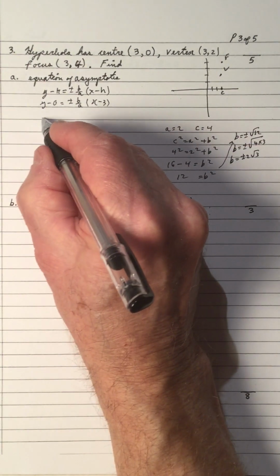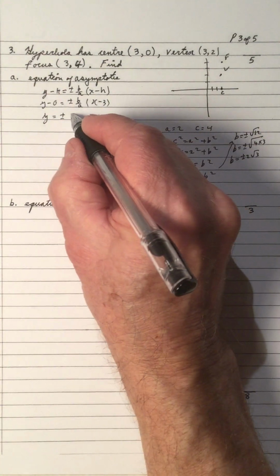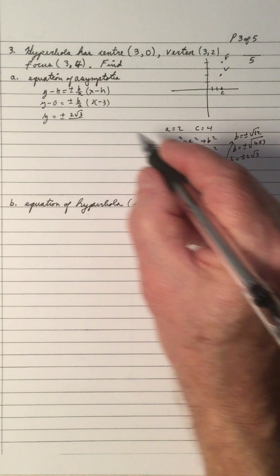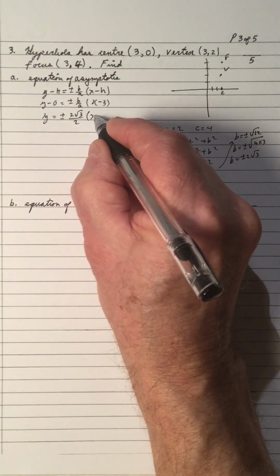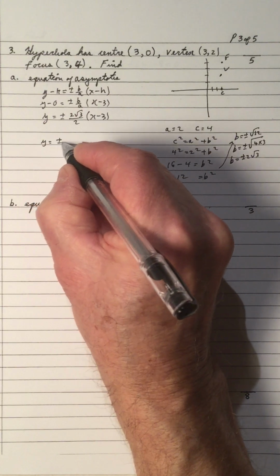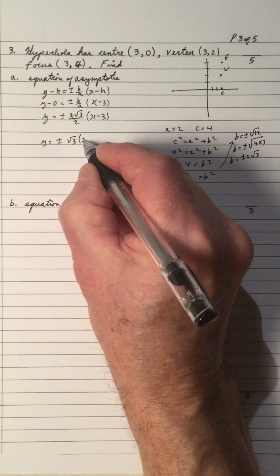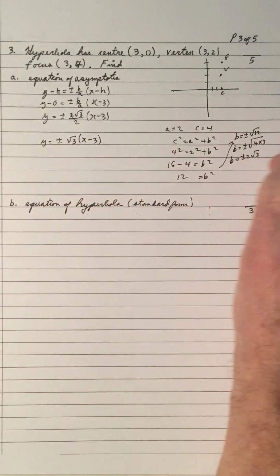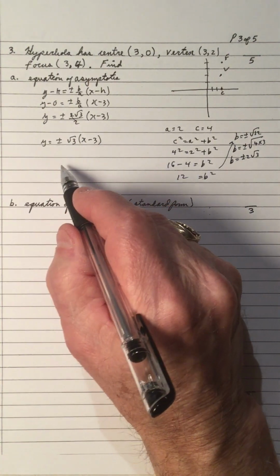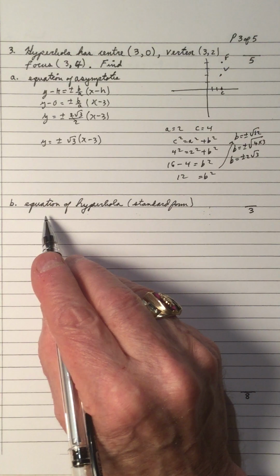So for the asymptote, we got a 0 here. B is 2 root 3 over a, which is 2, times x minus 3. So y equals plus or minus, the 2's cancel, root 3 times x minus 3. Those are the asymptotes, the equation of the asymptotes. We didn't need the equation of the hyperbola to get the asymptotes.